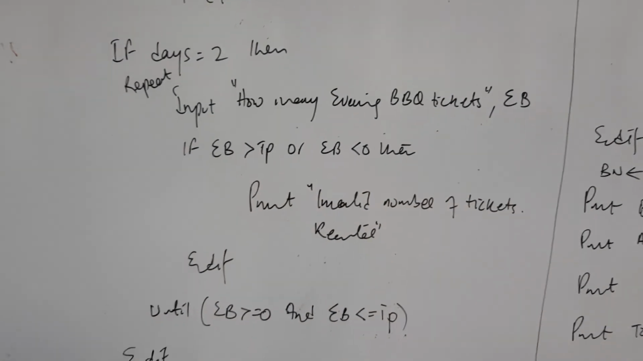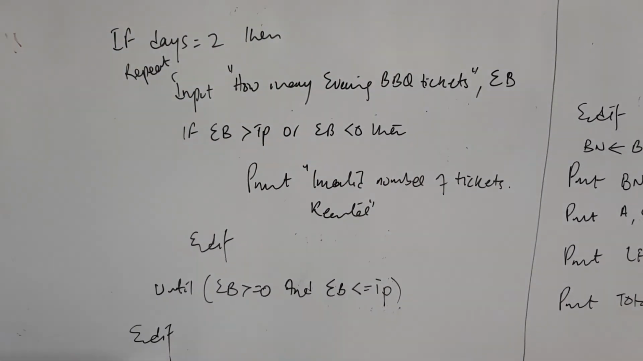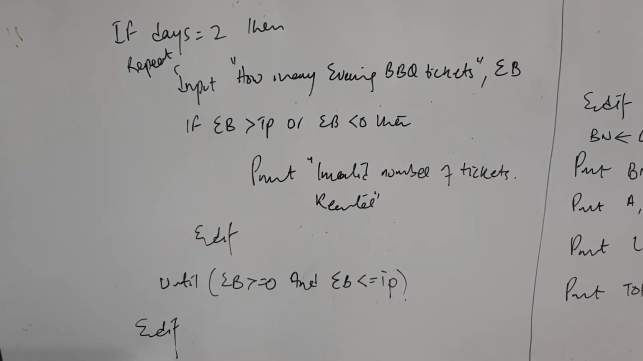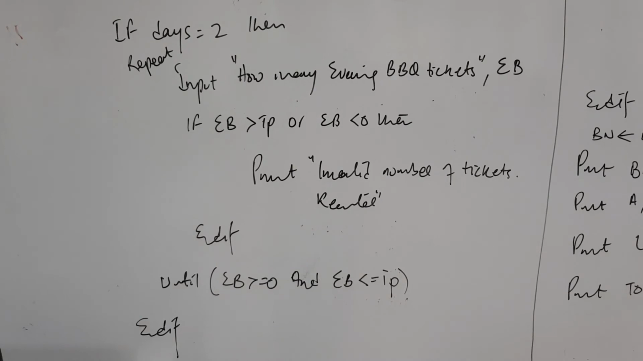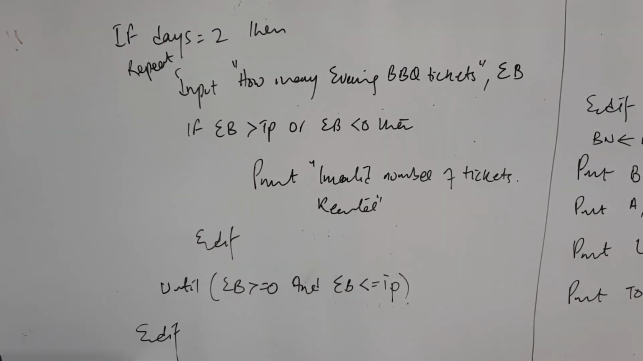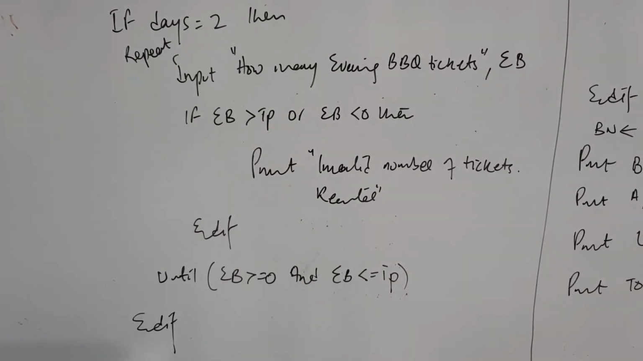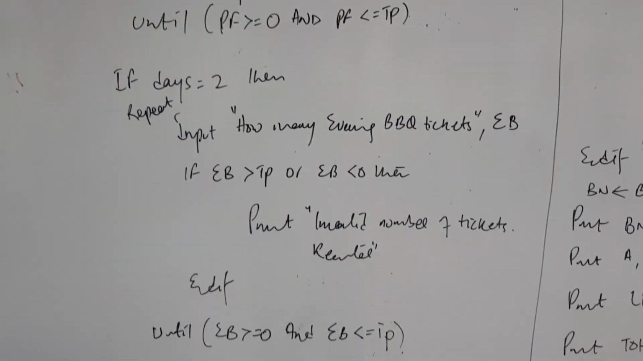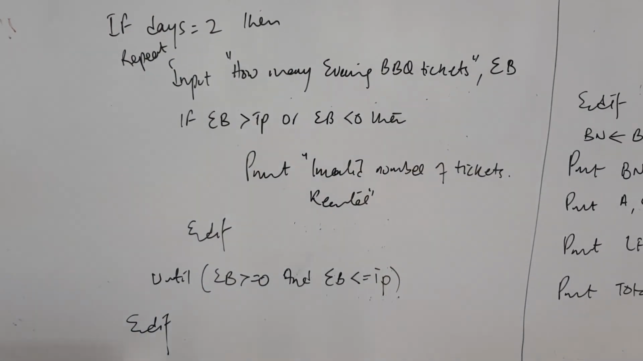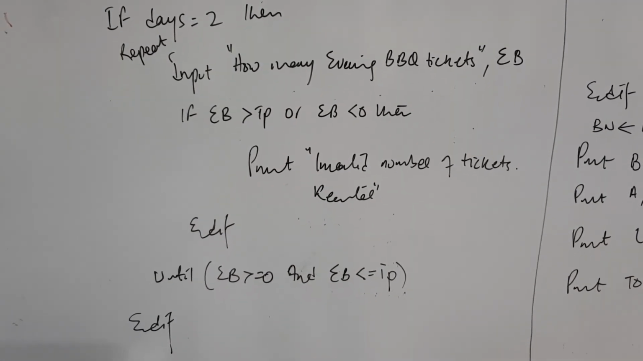And lastly, we are checking if the number of days the user chose was equal to 2. If it's 2, then only then should the evening barbecue be offered. So if it's equal to 2, then along with the previous lion feeding and penguin feeding tickets, the code is going to ask how many evening barbecue tickets, and the same procedure for error checking is being done over here.